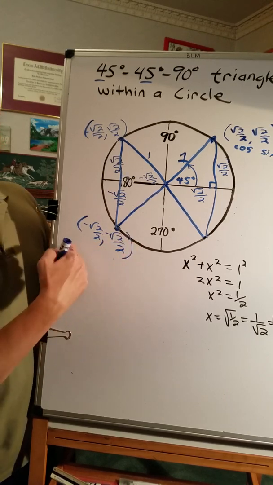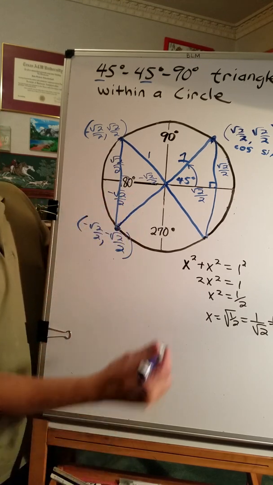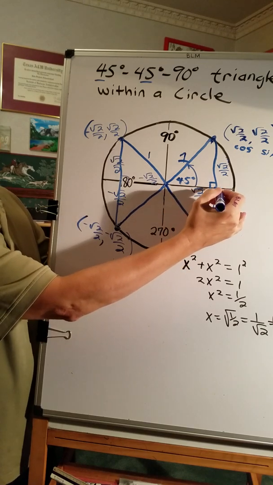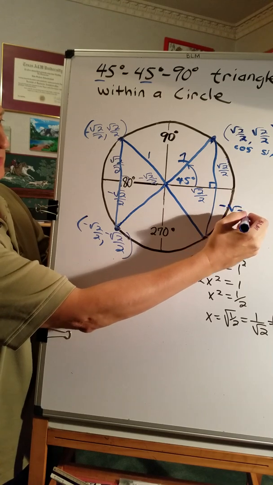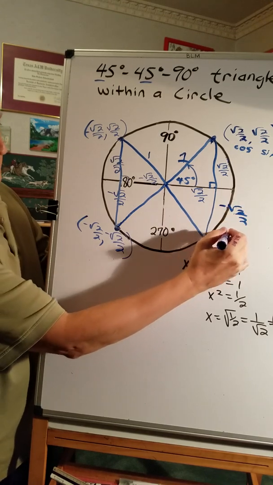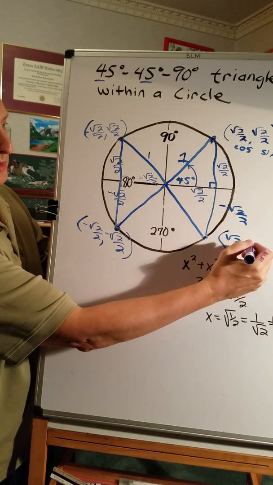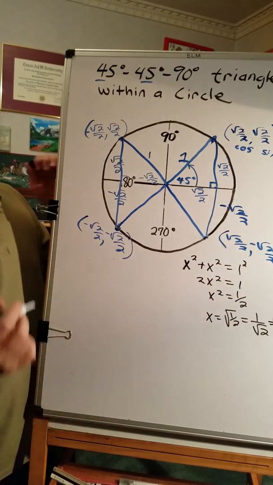Cosine and sine, these represent the width and the height of the triangle. Alright, so for over here, we already have square root of 2 over 2 for the width, and then the height of the triangle is actually going to be a negative square root of 2 over 2. And then we're going to have this here: square root of 2 over 2, then negative square root of 2 over 2. Alright, that's just a brief introduction of today's video.